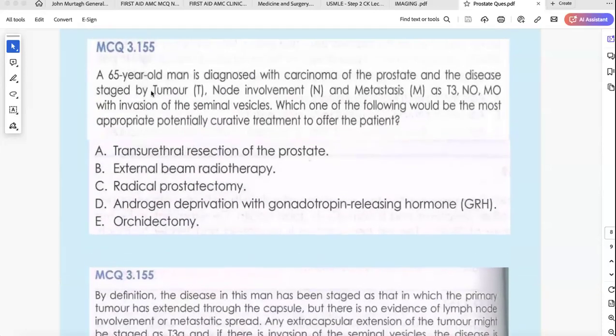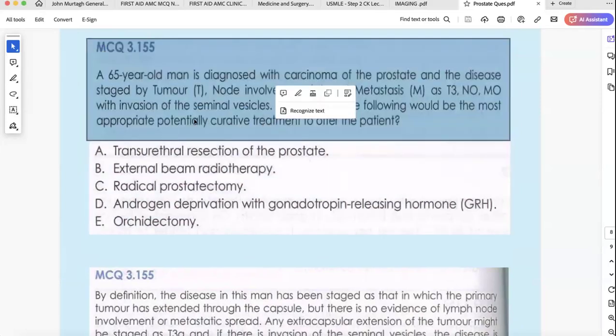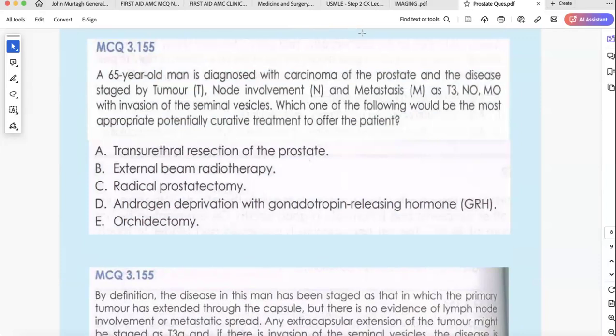Have a look at this question. A 65-year-old man diagnosed with prostate cancer, and the stage is T3N0M0 with invasion of the seminal vesicle. Sorry. So when the seminal vesicle has been invaded, that's why it is T3. It is also called stage T3B. That means it is locally advanced, right? What's the best option for this patient? EBRT, prostatectomy, androgen deprivation, orchidectomy.